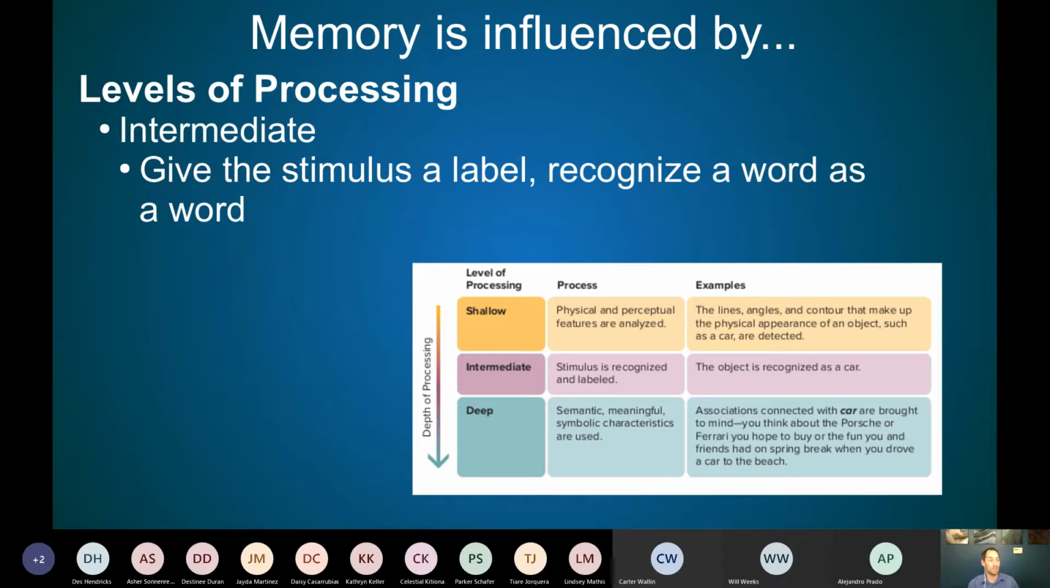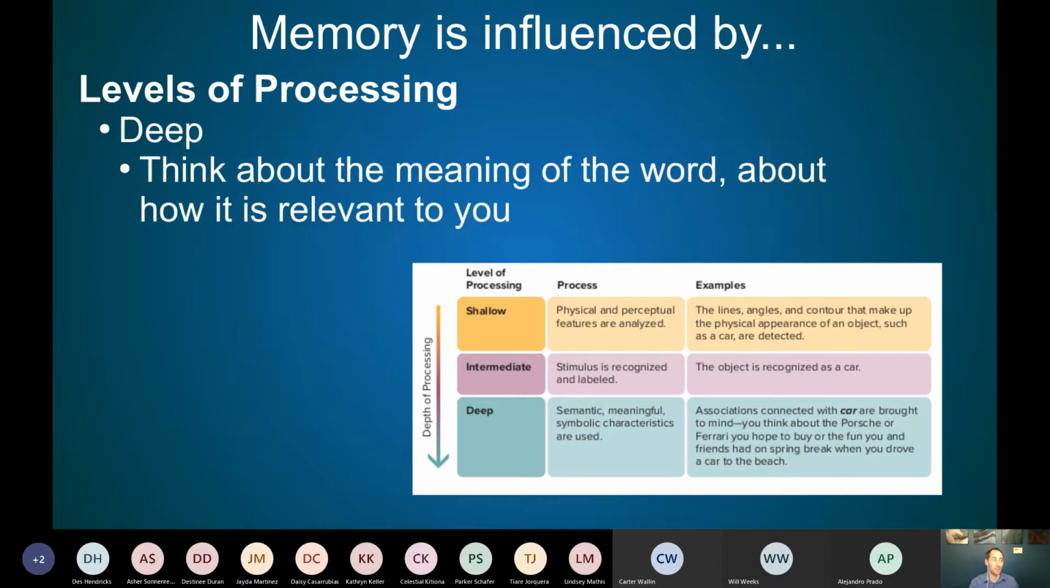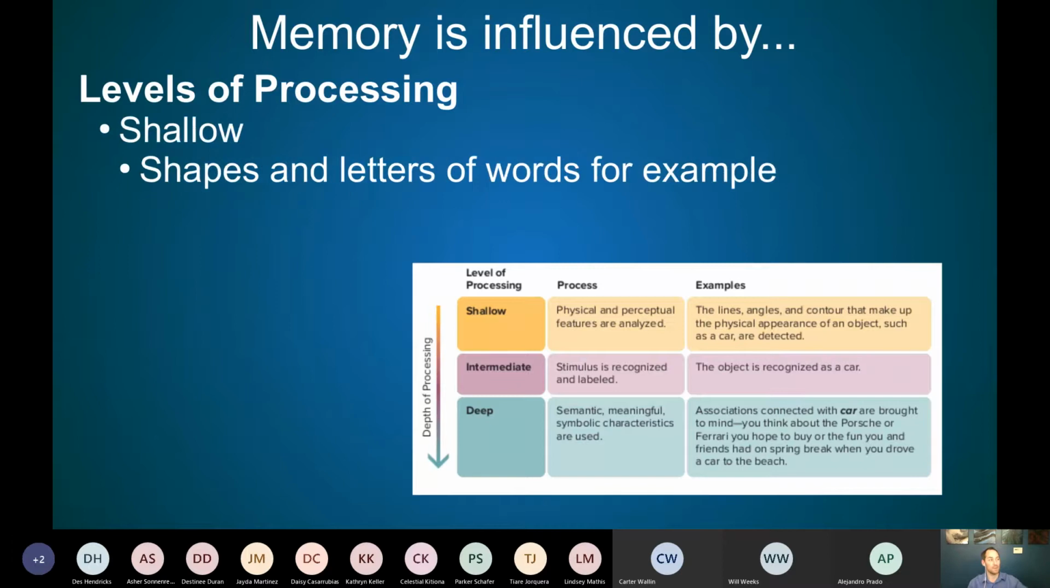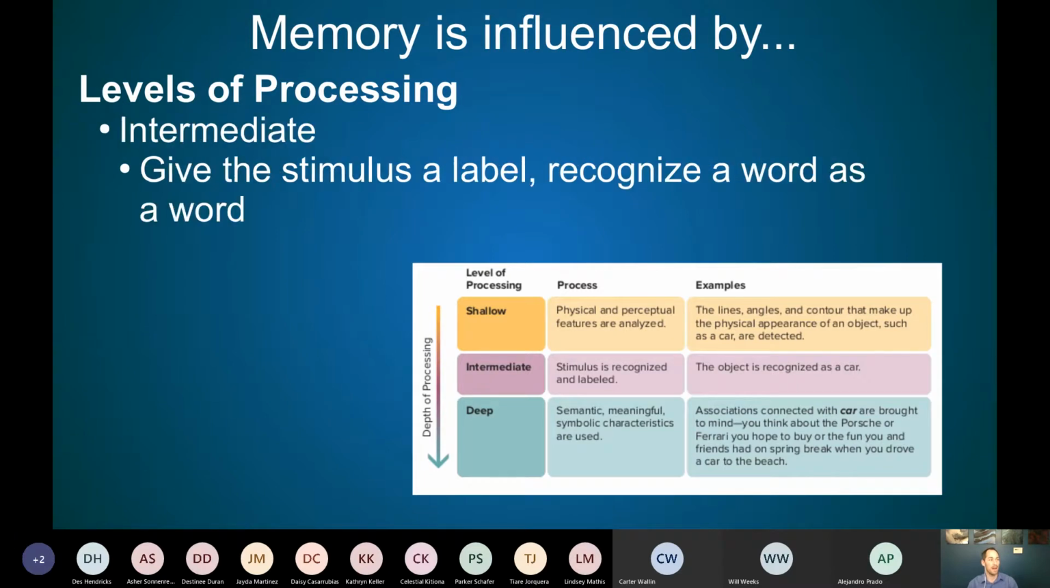Intermediate would be you give that stimulus, whatever you're observing, a label. So if it's words, you recognize that word is a word. Or this slide, you recognize what the sentence says. And then deeper is thinking about the meaning of that word or about how it's relevant to you. So in this case, I've just shown 3 slides. If you looked at the shallow slide really shallowly, you'd say, oh, that's a PowerPoint slide. It's got the green background or the teal background Professor Richards uses a lot. Intermediate, you might read the sentence but not really think anything of it. You just read it to read it.